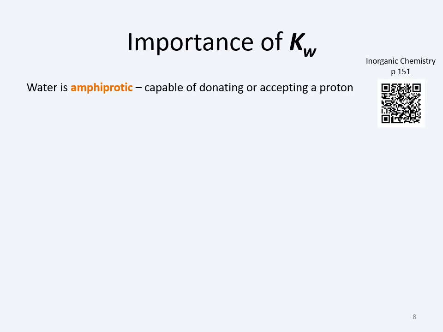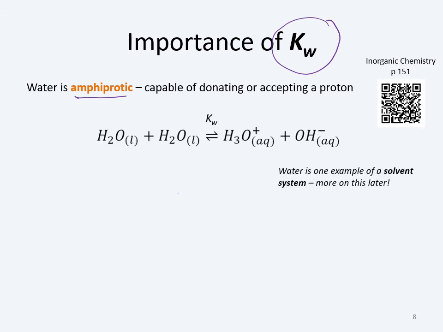So we have to make a slight sidestep here and think about water. Kw is the equilibrium constant of water reacting with water to form dissociated species. The reason water can do that is because it's amphiprotic. It can donate or accept a proton, so you can get this kind of equilibrium built up. So water plus water goes to H3O+ and OH-.